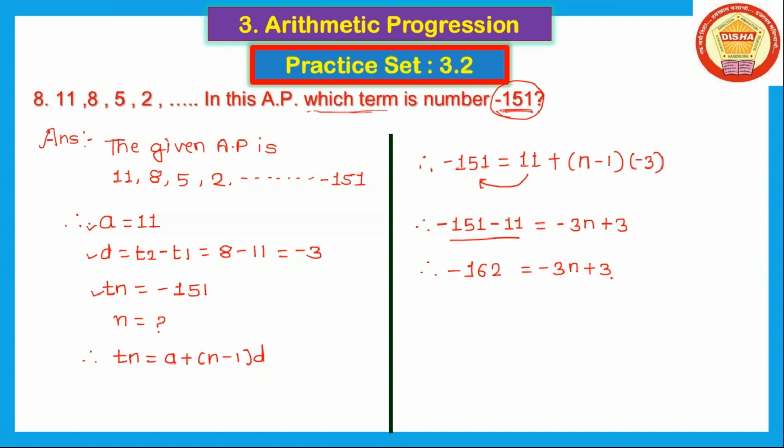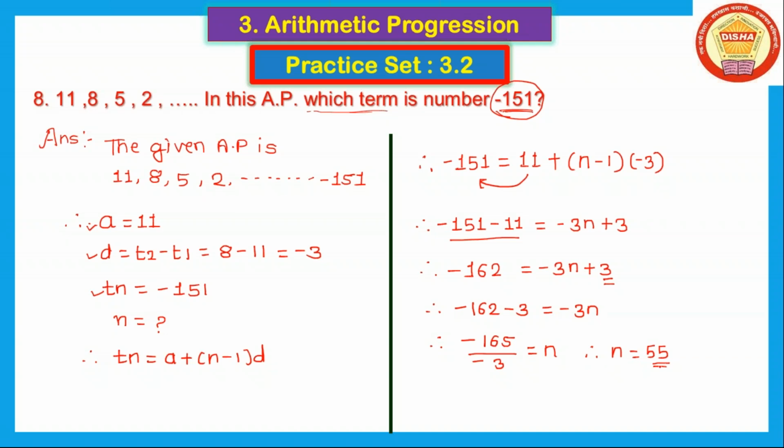Again here 3 is a constant term, so we take this constant term to the left side. Means negative 162 minus 3 is equal to negative 3n. Both have the same sign, so again we do addition, and the addition is negative 165. We take this 3 here, means divide by negative 3, which is equal to n. Then n is equal to 165 divided by 3: 3 5s are 15, 3 6s are 18, 3 5s are 15, means n is equal to 55.